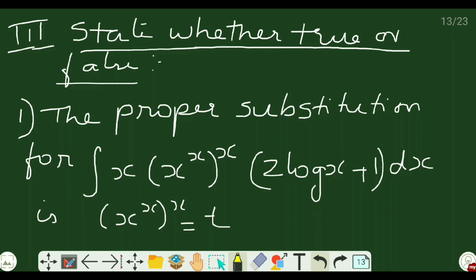We go to the next question, the third question. The third question is: state whether the following are true or false. In that, only the first sum deals with exercise 5.2. The rest of the sums are for the later exercises which we will be doing later on.